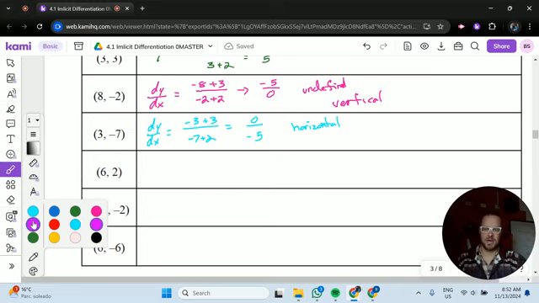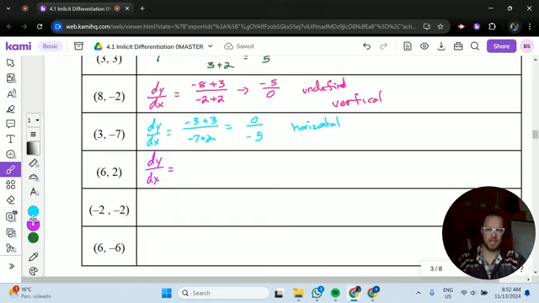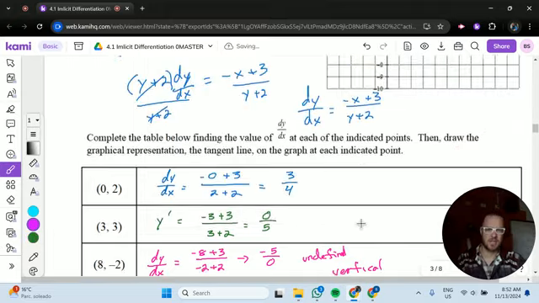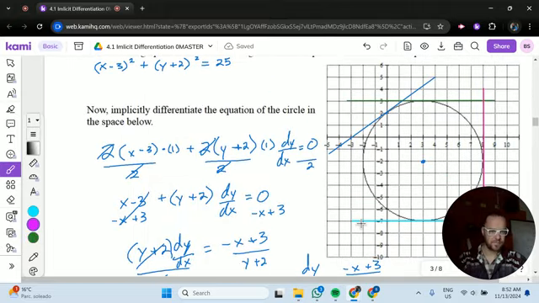Keep it up. Let's go to our purple. Why not? dy/dx. We plug it in. So negative x plus 3 over y plus 2. This gives us negative 3/4 this time. So now at 6, 2, we're up here. We want the same line as that blue one, but this time it's going to be negative. So 1, 2, 3, 1, 2, 3, 4. And so this time it'll look like that.